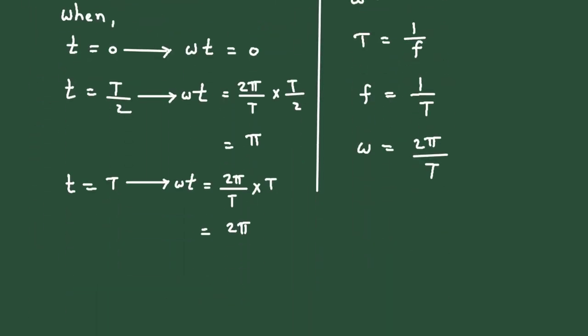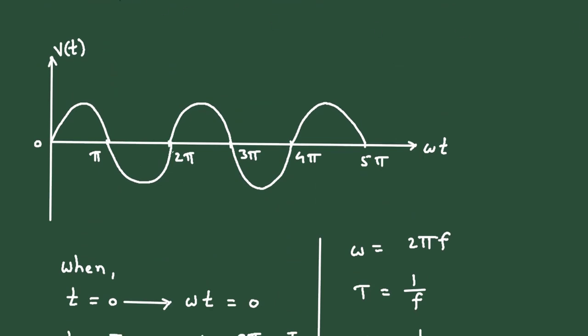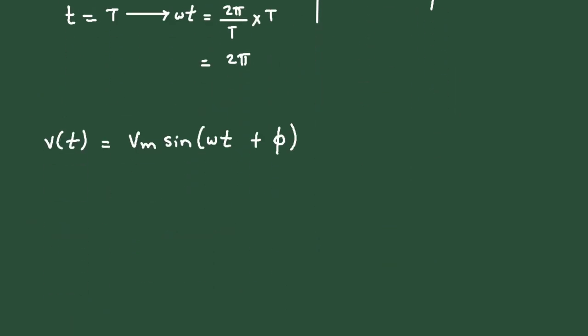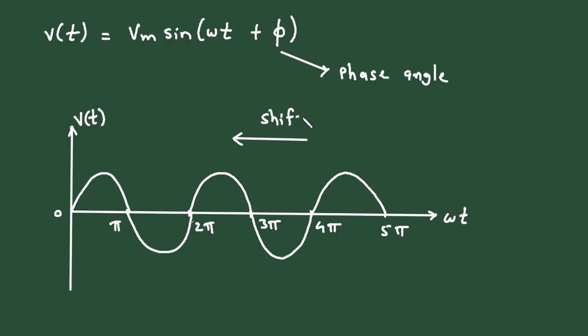Now, V of t is equal to Vm sin omega t plus phi. Now, what is this omega t plus phi? Again, let's copy it from here. So what is this plus phi? This plus phi represents phase shift or phase angle. When phi is positive, this waveform will shift leftward. So it will be something like this.